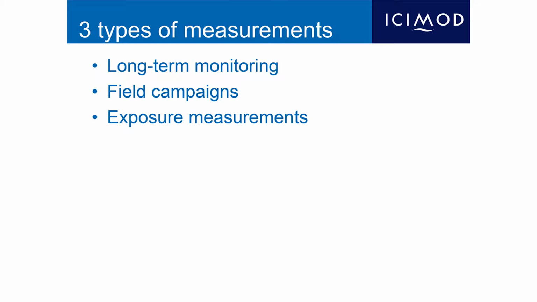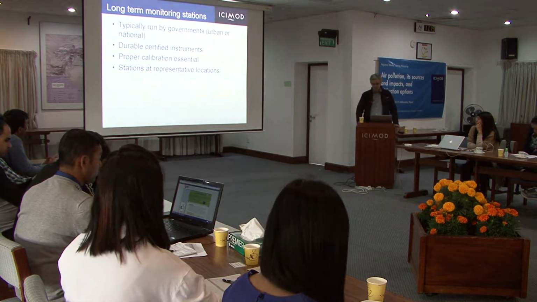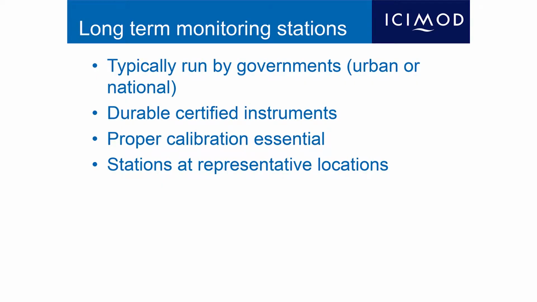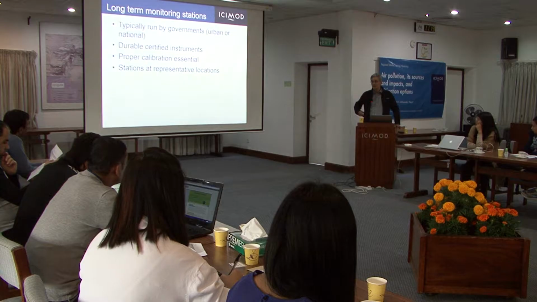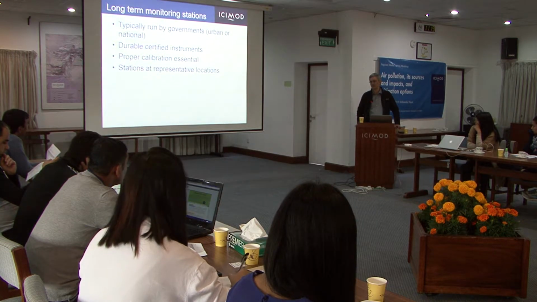I kind of divide up ground level measurements into 3 types, based on what the purpose is. One is long-term monitoring at a single location. The second is field campaigns, and I'll tell you more about what those are. And then the third is exposure measurements, which I will not go into much detail on here today. So long-term measurement stations, very often they're run by governments, in some places by city governments, often by national governments.